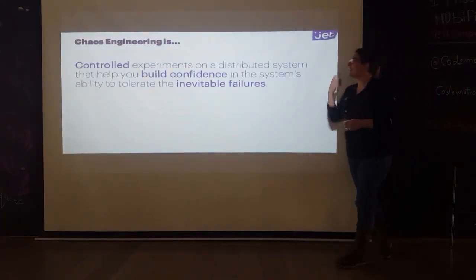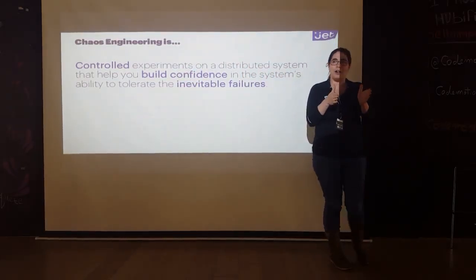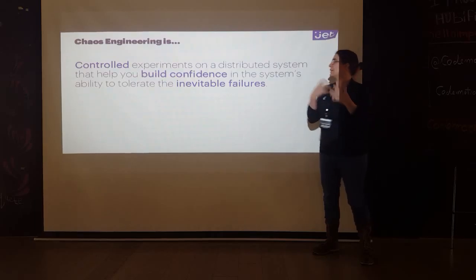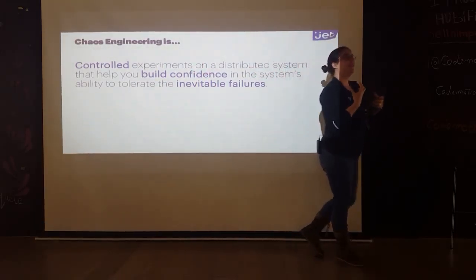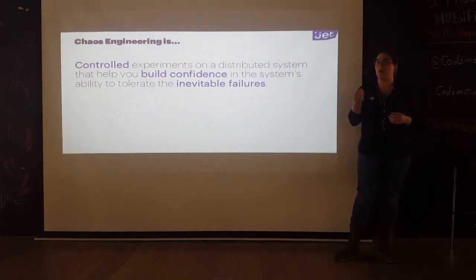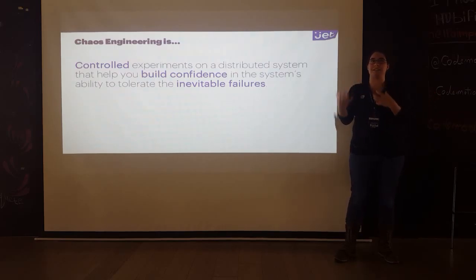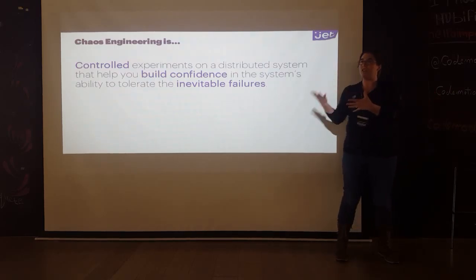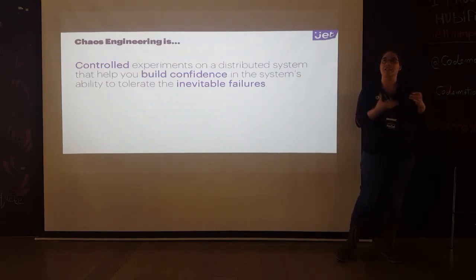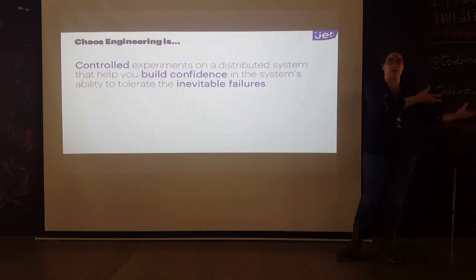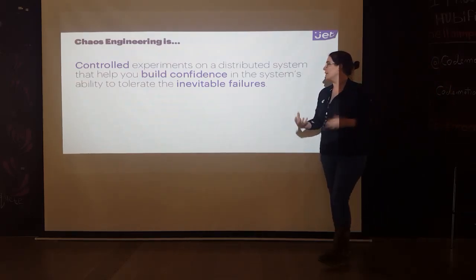But chaos engineering is more controlled experiments. It's about very small levels of changing things, of testing things, that will help you build confidence. If you want to have confidence, you want to know that your systems, especially in a distributed system, are going to be safe to fail. When they do fail, they will fail correctly, there will be a failover process in place, there will be backups, everything will be handled appropriately.